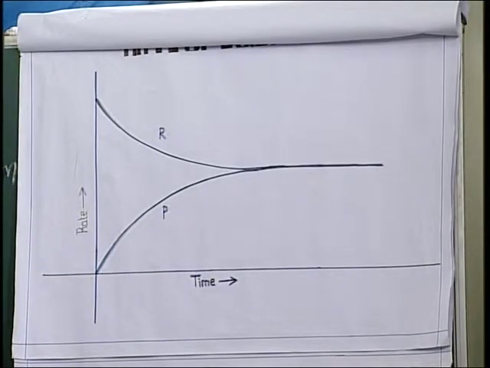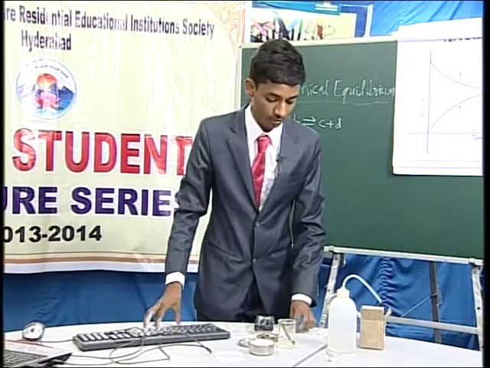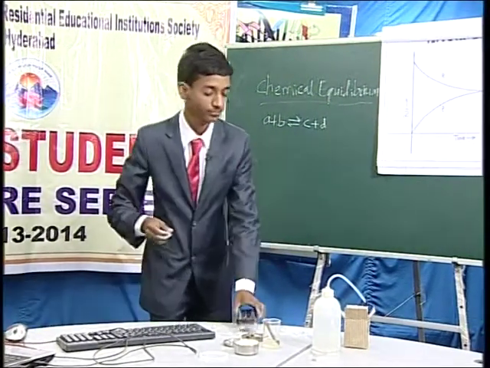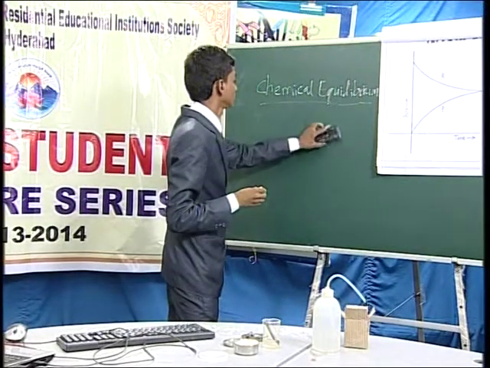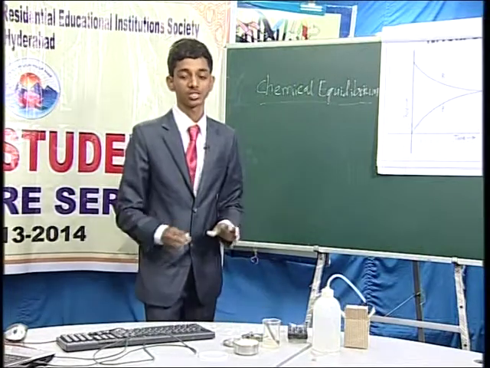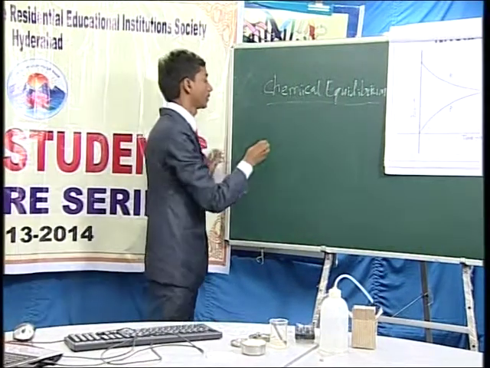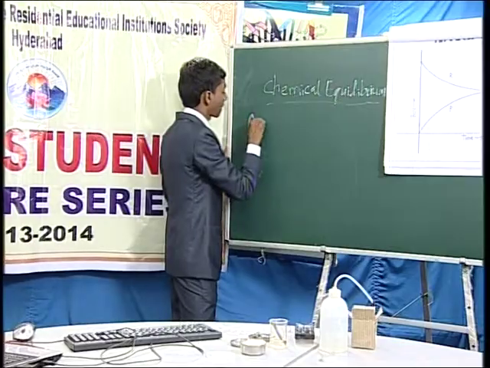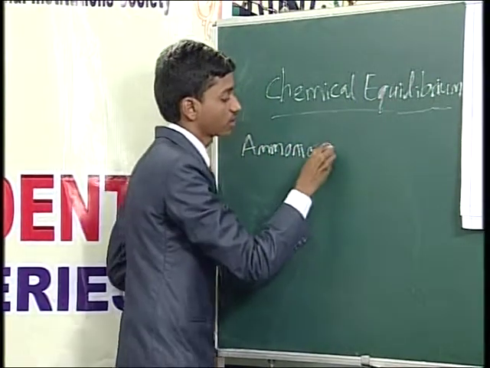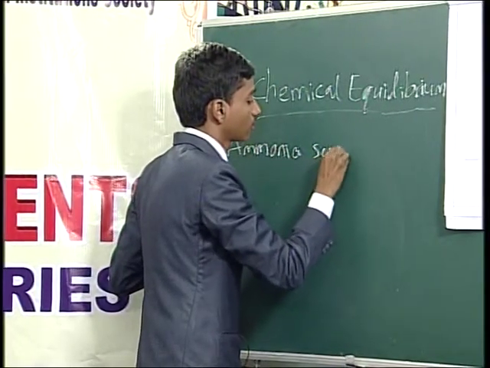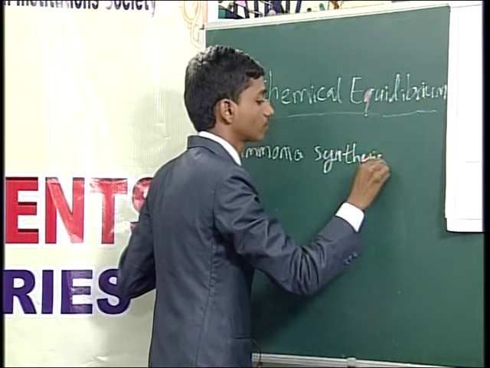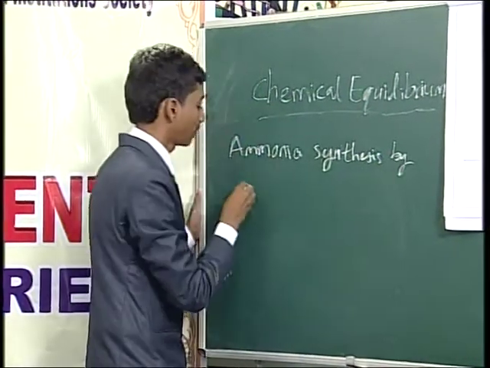Well, to know the dynamic nature of the chemical equilibrium, we will observe some examples. What are the examples? The examples are synthesis of ammonia by Haber's process, ammonia synthesis by Haber's process.